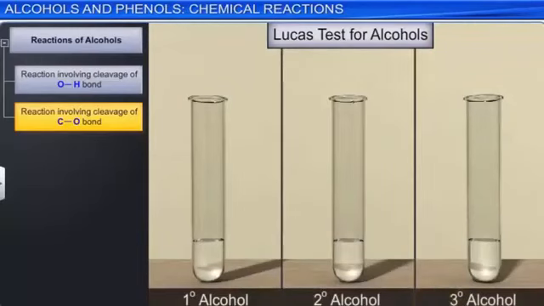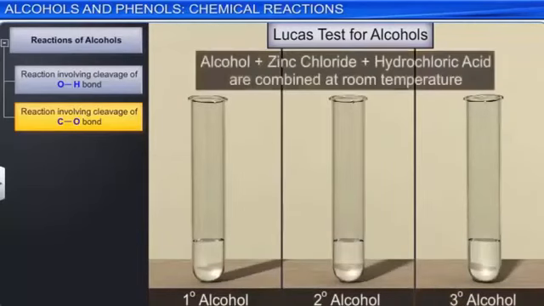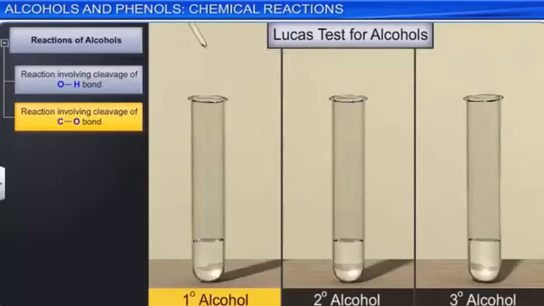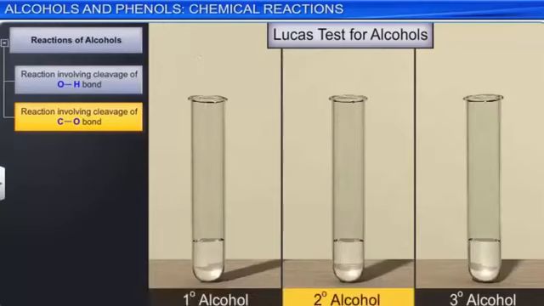An alcohol, zinc chloride, and hydrochloric acid are combined at room temperature. A primary alcohol leads to no visible change in the mixture. A secondary alcohol will show cloudiness in about 3 to 5 minutes.